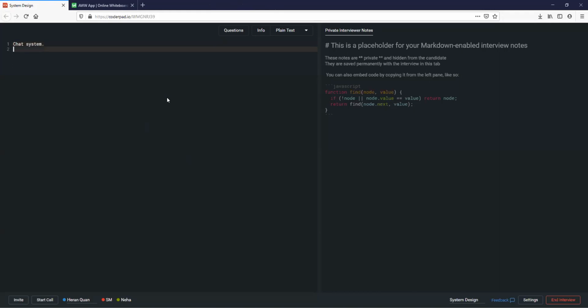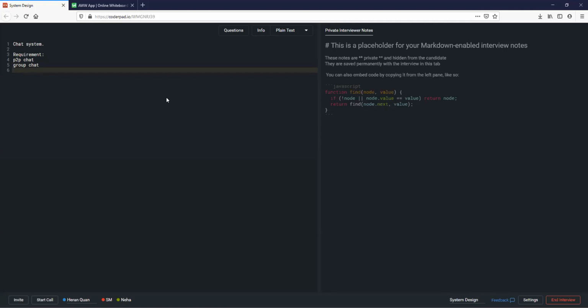Okay, so this is a chat system, and the requirements for this system would be, obviously, peer-to-peer chat, and the next thing is group chat. There are two important chats here. So these are two features.